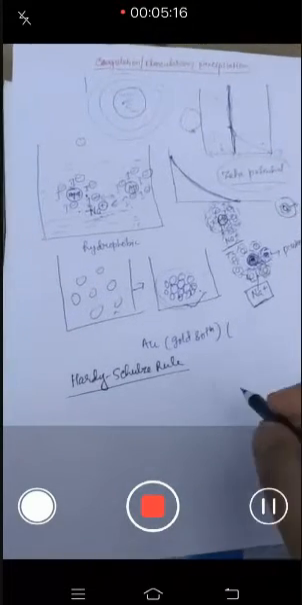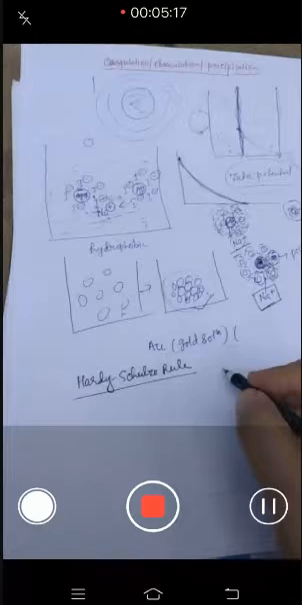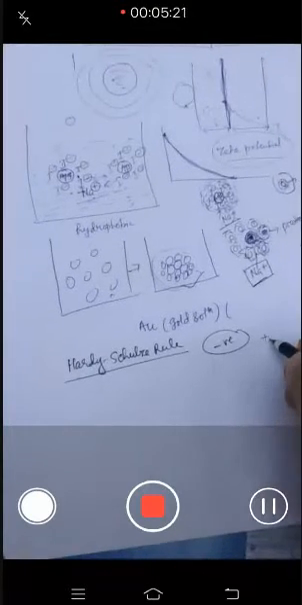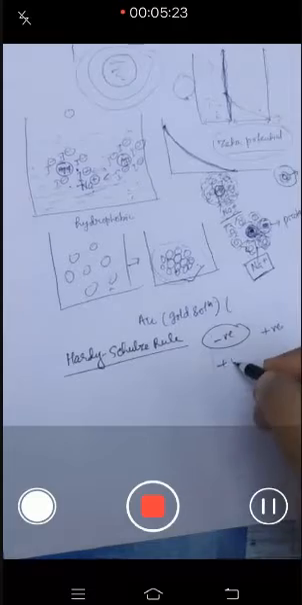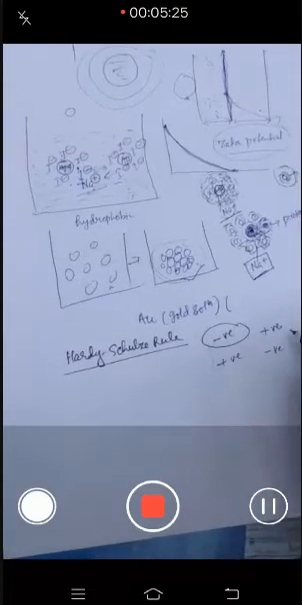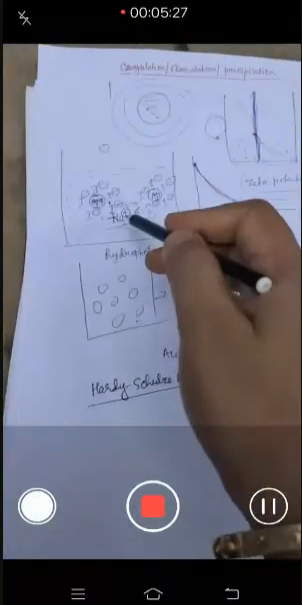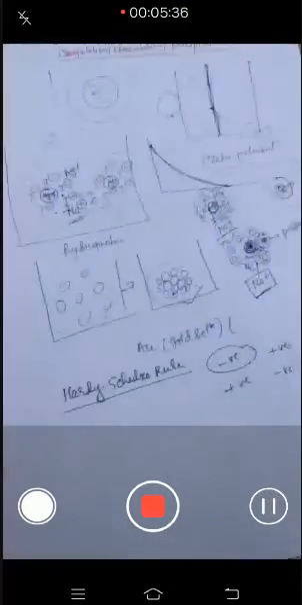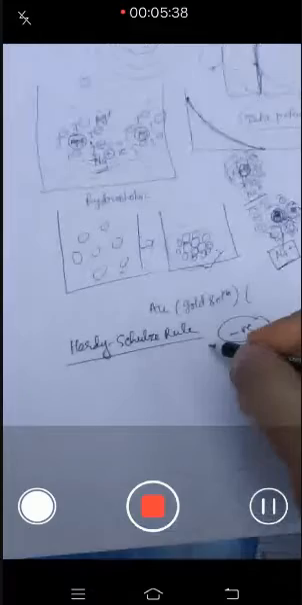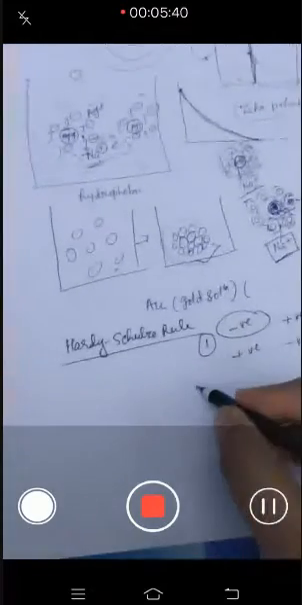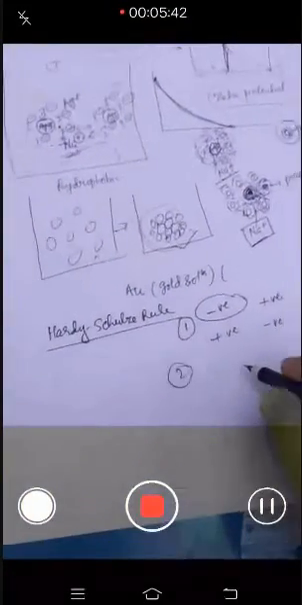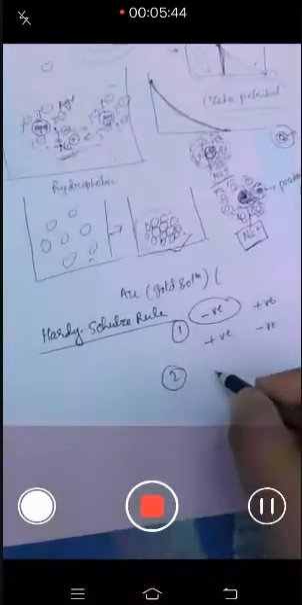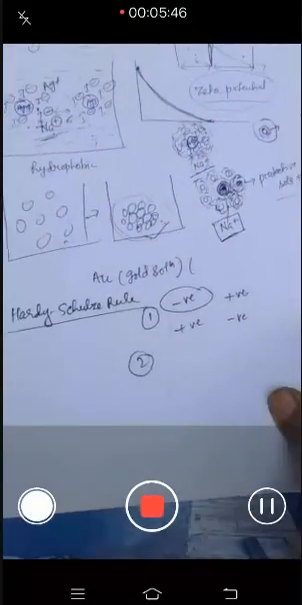For example, if it is a negatively charged hydrophobic sol, it will be aggregated by a positive electrolyte. If it is positive, it will be aggregated by negative. For example, here it is I minus, so it will be aggregated by Na plus, or in case of Ag plus, it will be aggregated by Cl minus or other negatively charged ions. First point. Second point is that this aggregating power depends on the charge of the oppositely charged ion.